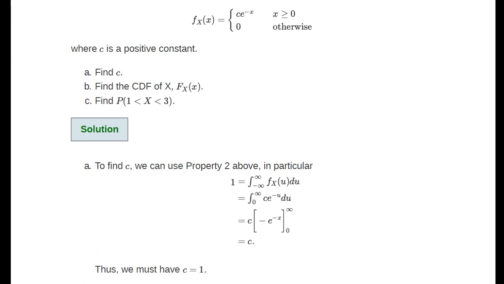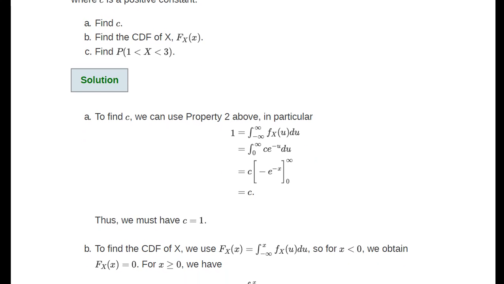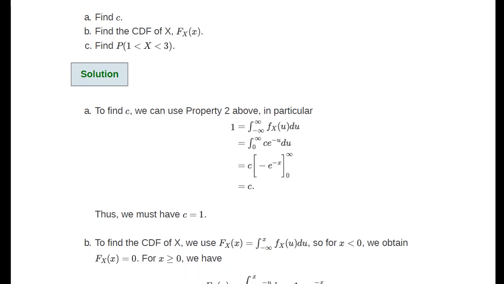Number A, to find the constant c, we can use property number 2 above, in particular that the integral from minus infinity to plus infinity is equal to 1. By applying this property, we have the integral from 0 to infinity of c e to the power of minus u du equal to the constant c times minus e to the power of minus x from 0 to infinity, which is equal to c, and then we must have c equal to 1.